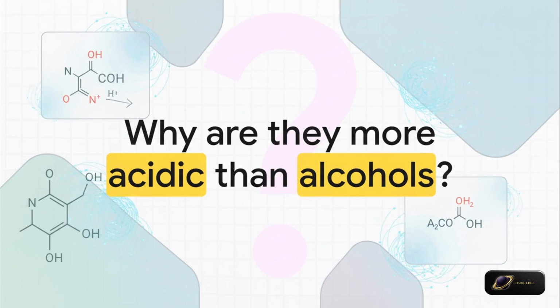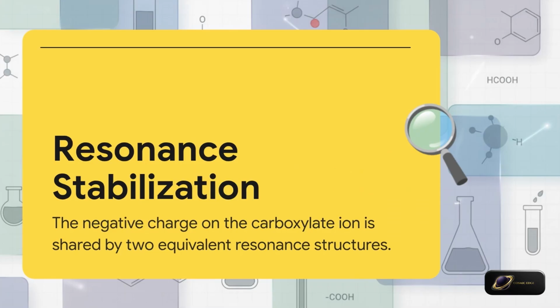But here's the thing. Carboxylic acids are thousands, sometimes millions of times more acidic. So what's their secret weapon? The answer is this incredible concept called resonance stabilization. See, when the acid gives away its proton, what's left behind has a negative charge. Now, in an alcohol, that charge is just stuck on a single oxygen atom. But in a carboxylic acid, oh no, that negative charge isn't stuck at all. It gets to spread out, shared equally between both of the oxygen atoms.